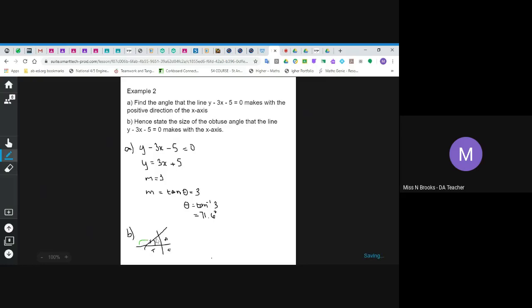And we know that in the second quadrant, we are going to do 180 take away 71.6. And that is going to give us an angle of 108.4.